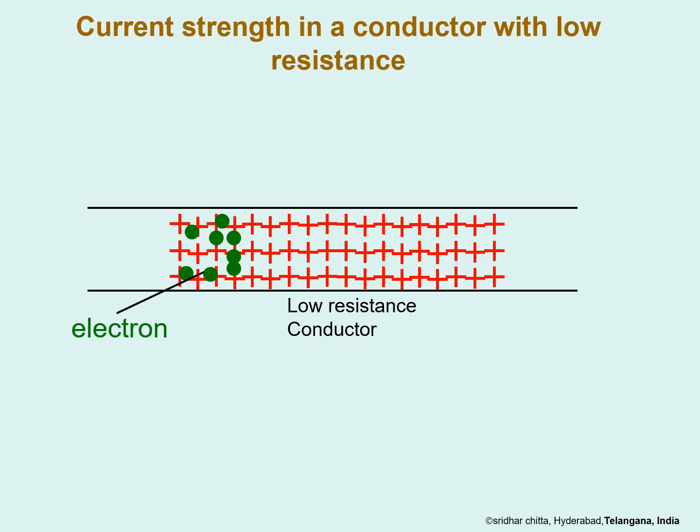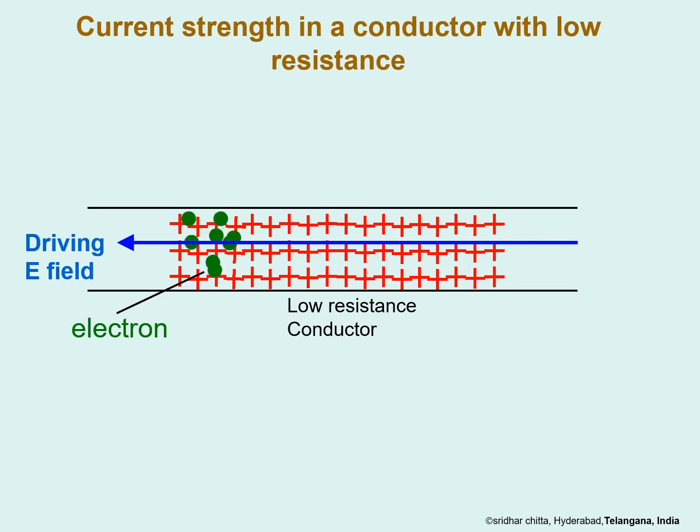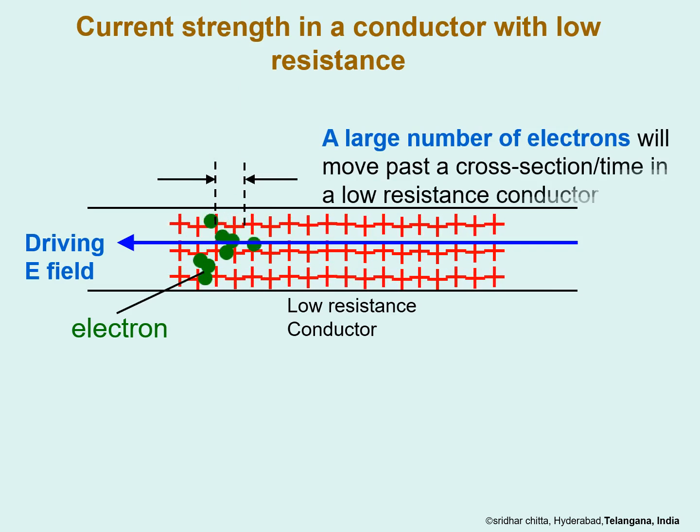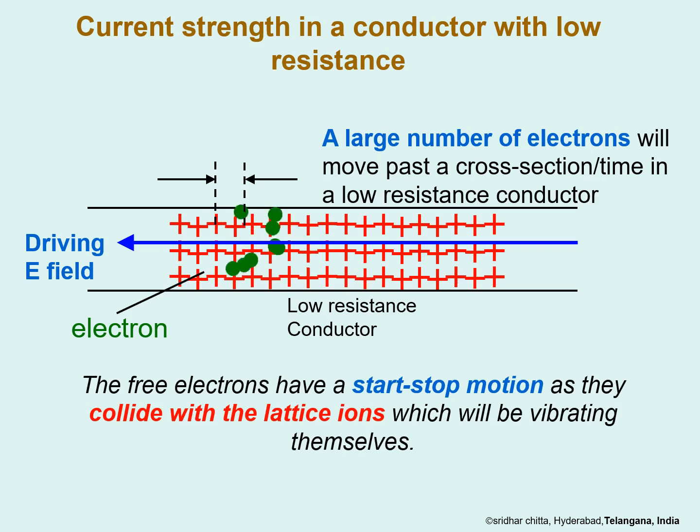Current strength in a conductor with low resistance. We apply a driving electric field. A large number of electrons will move past a cross-section per time in a low resistance conductor. The free electrons have a start-stop motion as they collide with the lattice ions, which will be vibrating themselves.